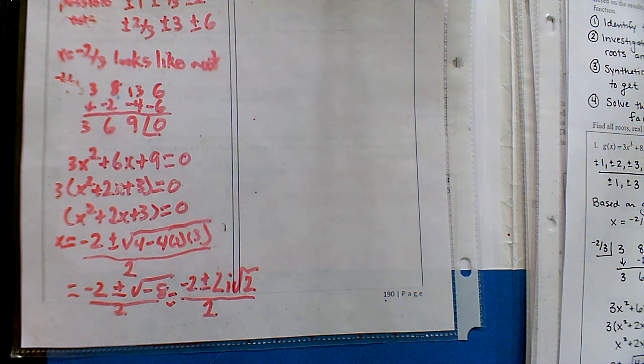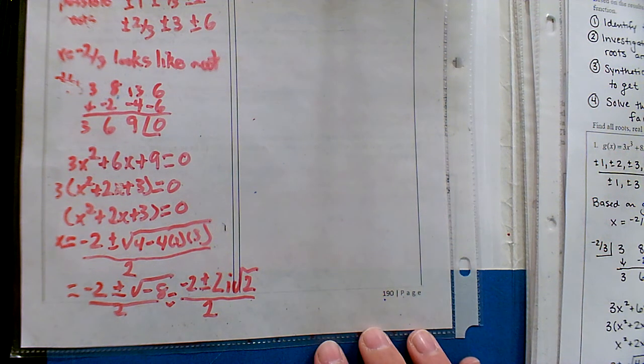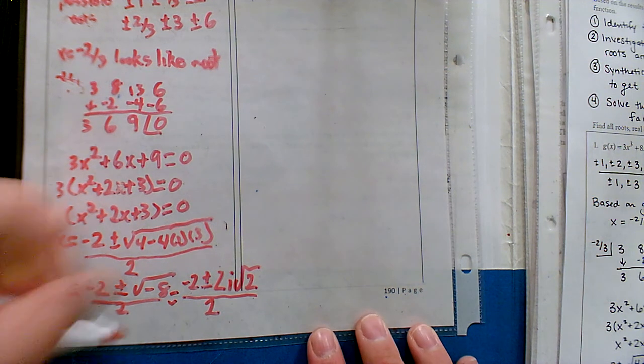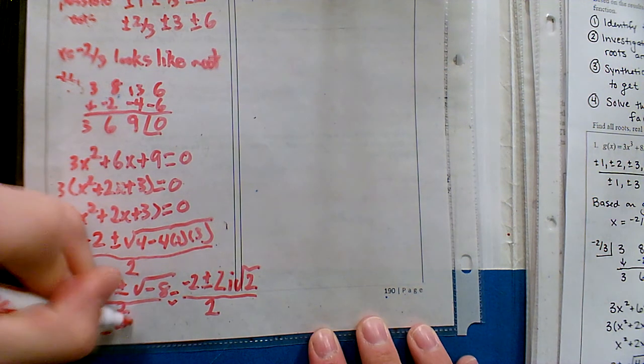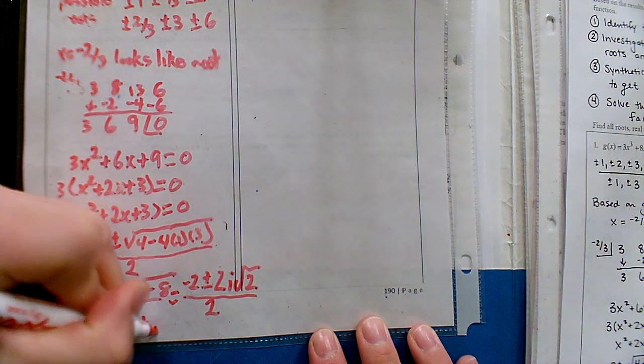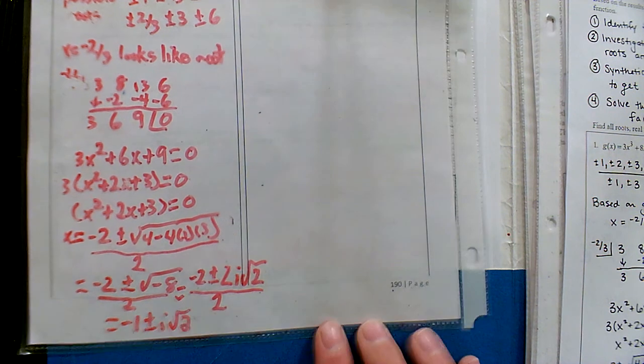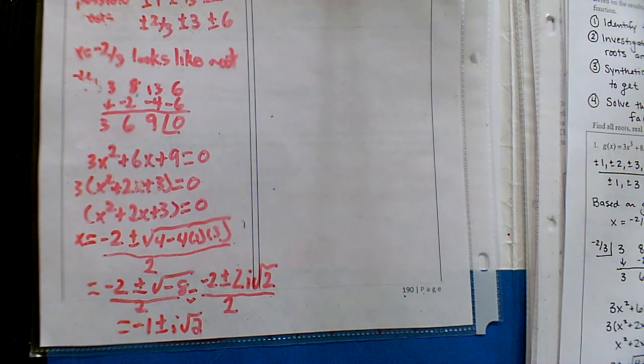Now, what do they all have in common? What can we do to simplify? We can get rid of the 2. So our final answer is 1 plus or minus i square root of 2. So that's 2 of our roots.